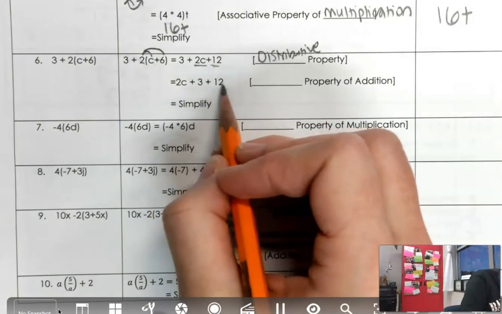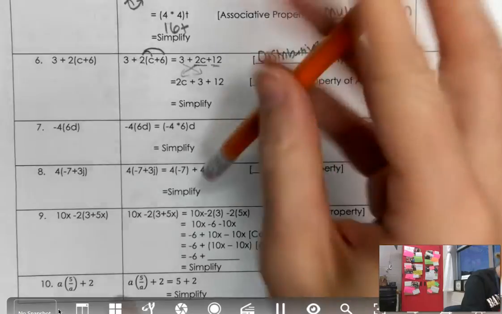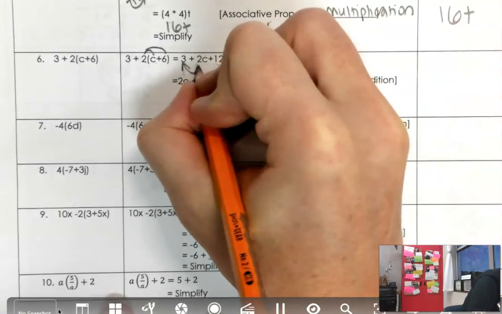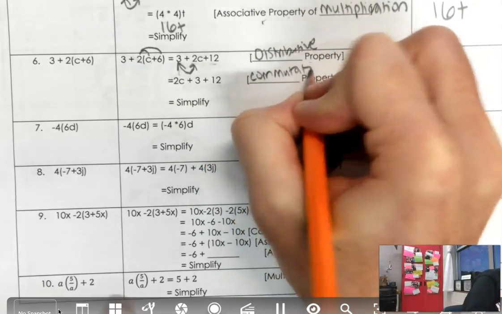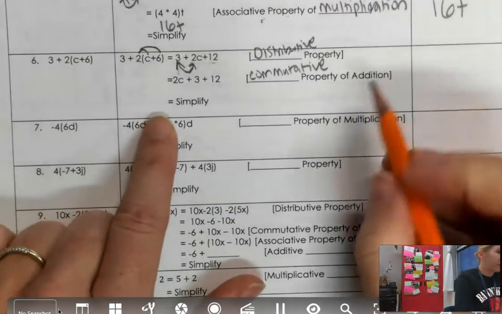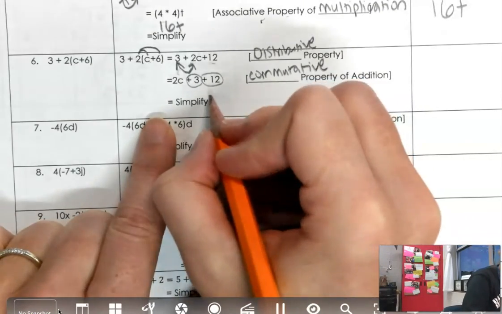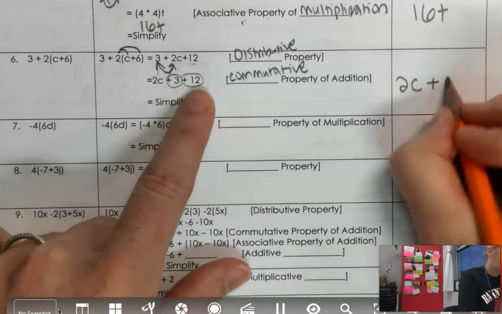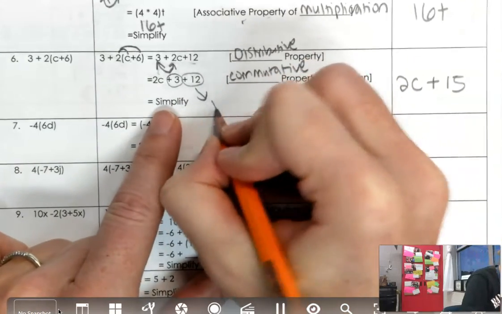All right, now what did we do here? It looks like we reordered. We moved the 2c in front and then moved the 3 behind it. So we switched the order of these two right here. So remember, when we're moving them around, we call that commutative. Commutative property of addition. All right, now that we got the like terms next to each other, let's go ahead and simplify. That's going to be 2c plus 3 plus 12 is 15. So we just combine the like terms here.